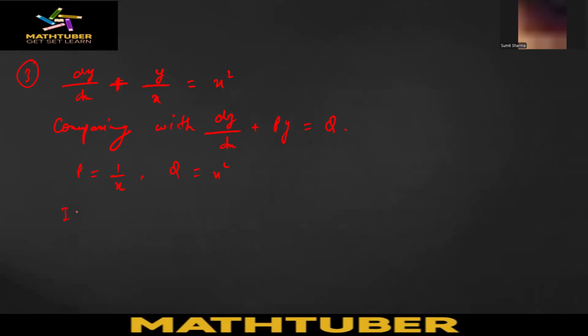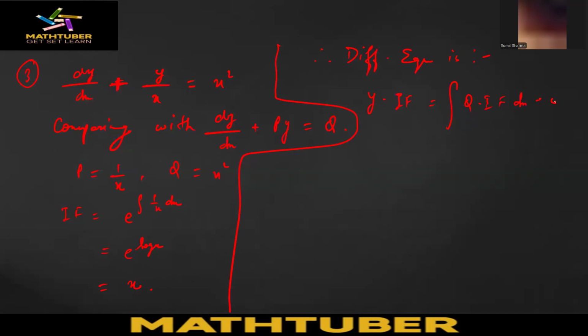And the integrating factor here is e raised to power ∫1/x dx, which is e raised to power log x. And e raised to power log is 1, so it will be x only, right? Now, if we have the integrating factor here, we will find the solution of the differential equation is given by y into integrating factor is equal to the integration of q into integrating factor dx plus c. So it is y into x is equal to integration of x square into x dx plus c.